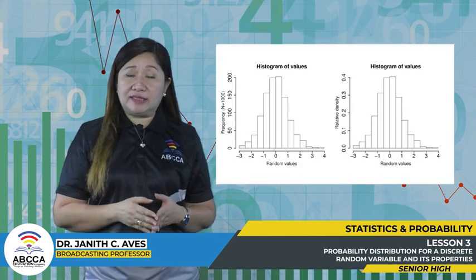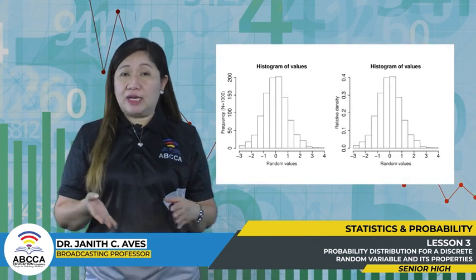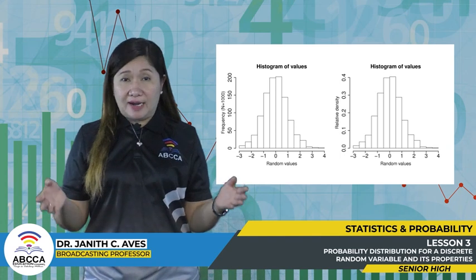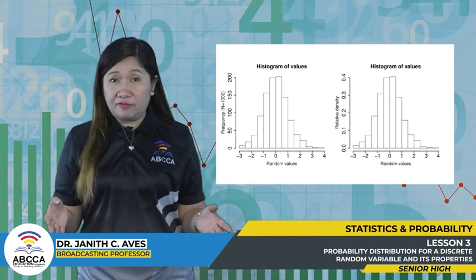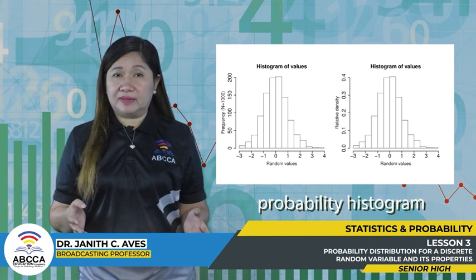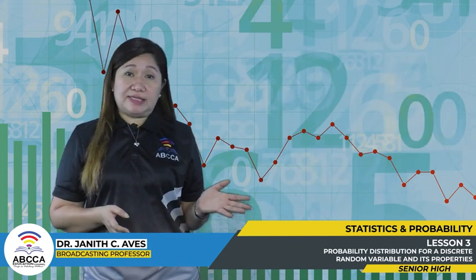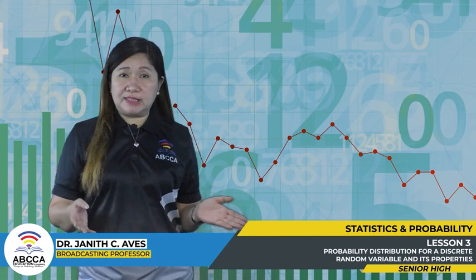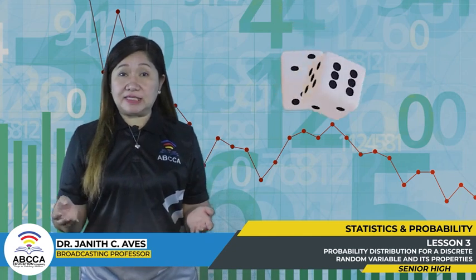To show the relative probabilities of all outcomes in the form of a graph, we make use of a probability histogram. Let's look at another example. Suppose a pair of dice is thrown.